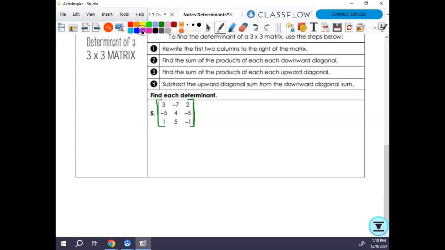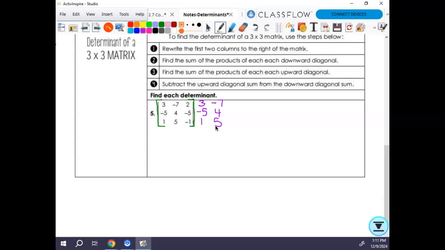All right, so we rewrite the first 2 columns to the right of the matrix. This is a 3x3, so we take whatever your first column is and rewrite it right here: 3, -5, 1, and the second one, the first 2: -7, 4, 5. I'm not making up those numbers. Those numbers are coming straight from the matrix, okay?